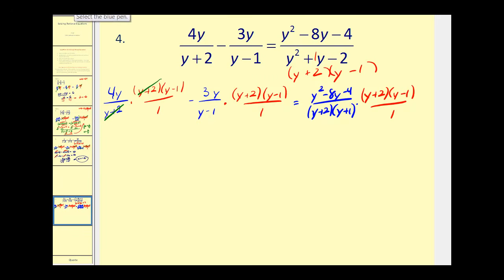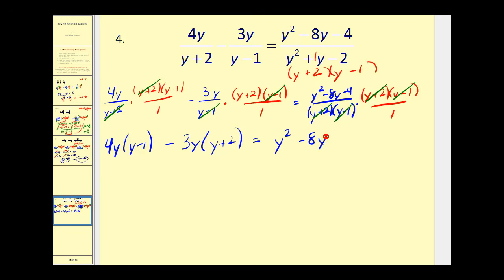Now we'll find each product, but we'll simplify first. So we have y plus 2 over y plus 2. So we're left with 4y times y minus 1 minus, here we have a y minus 1 and a y minus 1, so we have minus 3y times the quantity y plus 2. On the right side we have a y plus 2, y plus 2, y minus 1, y minus 1, so we're left with y squared minus 8y minus 4. We need to clear these parentheses and then solve for y.